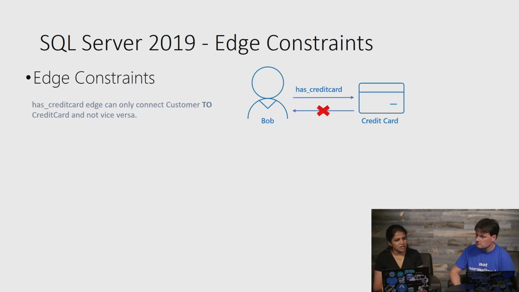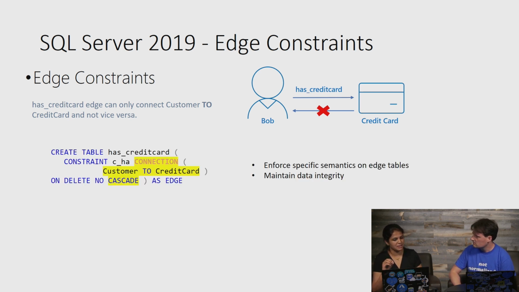The other feature that we introduced was edge constraints. In SQL Server 2017, an edge could connect any node to any other node in the database. With 2019, we have introduced edge constraints, which help you define specific semantics on your edge table. Now you can say that a given edge only connects this particular type of node to this particular type of node, and nothing else is allowed to be connected using that edge. You can also define cascading actions. If a node is deleted, you can say the connecting edge is deleted too, and we'll automatically clean up the edges. That's useful, so there will be no dangling edges left behind.